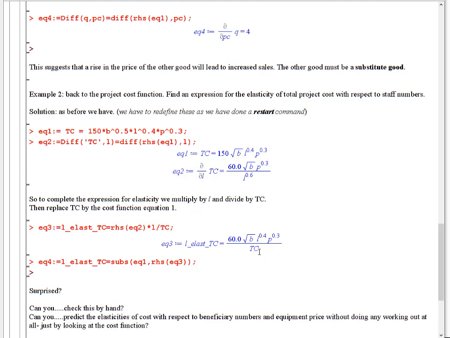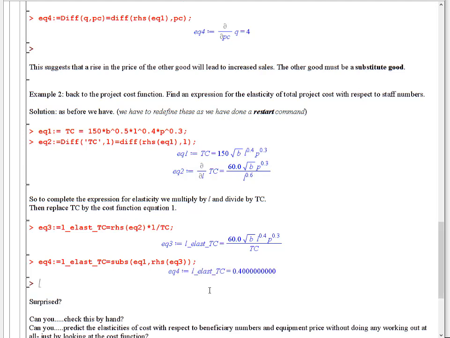But after doing that, TC itself we can replace because we have the equation for TC. So this TC we replace by here. So it's all of this divided by this here for TC. And the final answer for elasticity is 0.4. So it's just a constant number. So first of all, could you check that this comes out by hand?